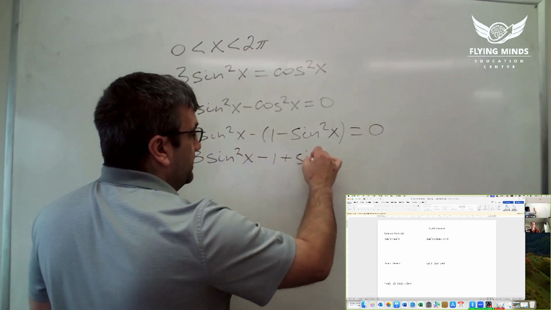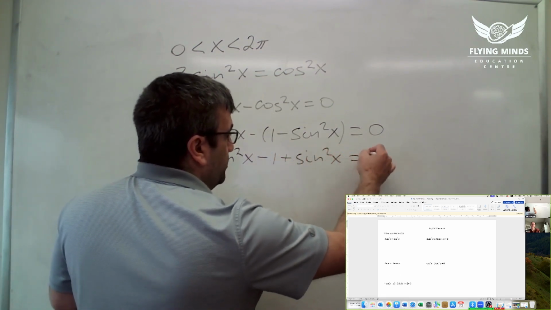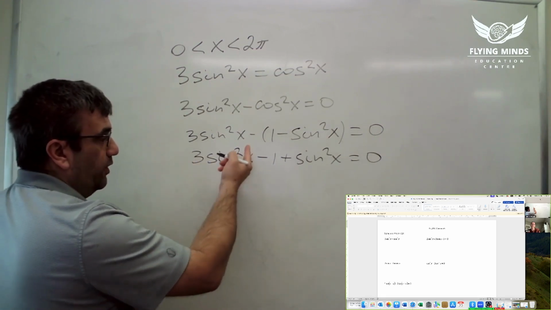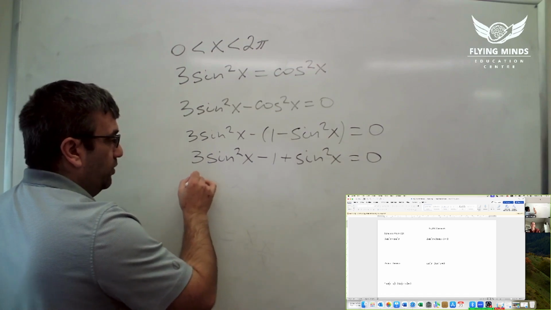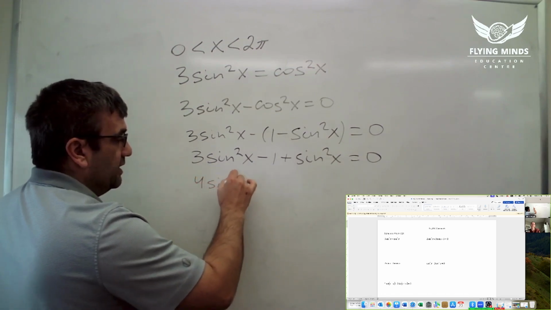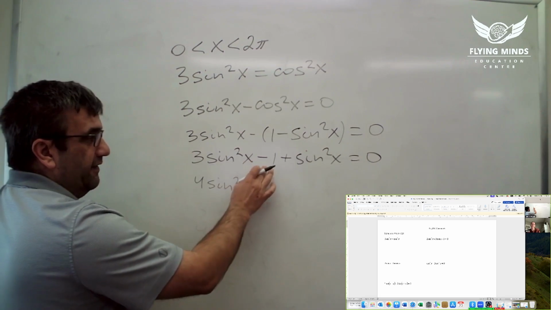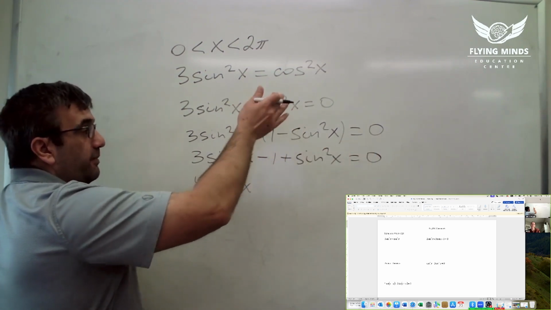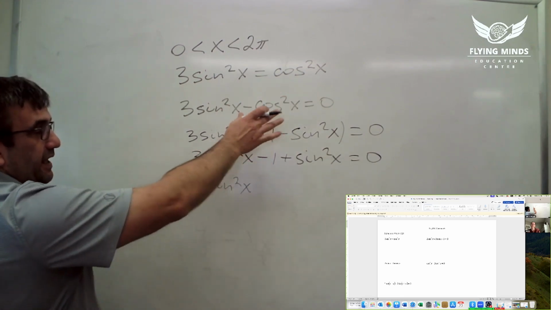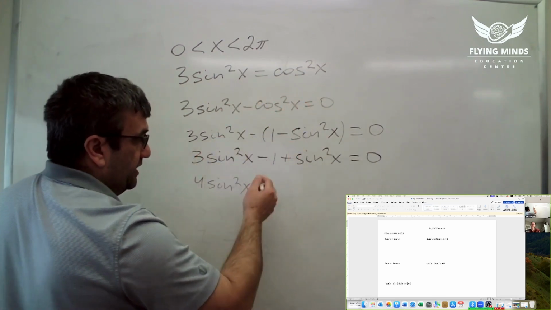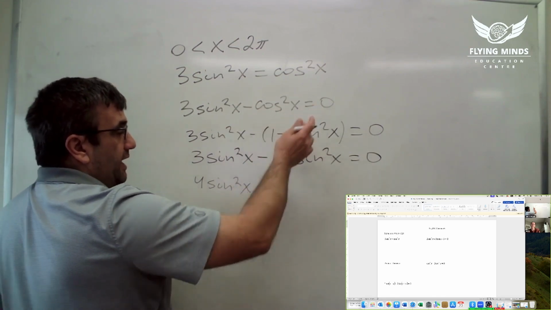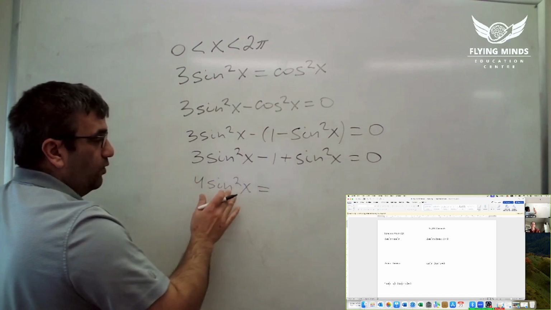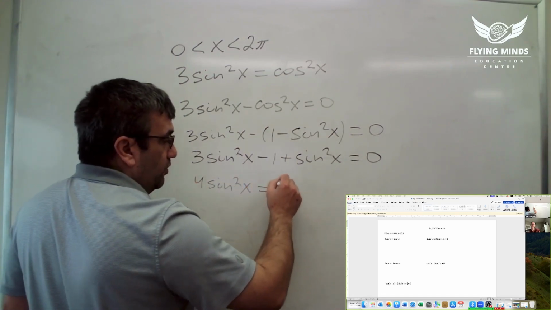Now we open brackets plus sine squared x equals to 0, right? And then 3 sine squared x plus another sine squared x will be 4 sine squared x, right? And this negative 1 we can move backwards, so there was no point to move it. It's not a mistake, it's just extra work. So 4 sine squared x equals to 1.